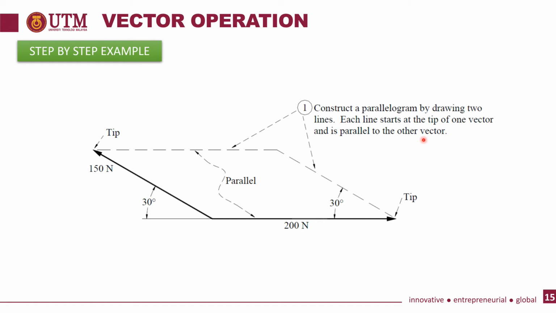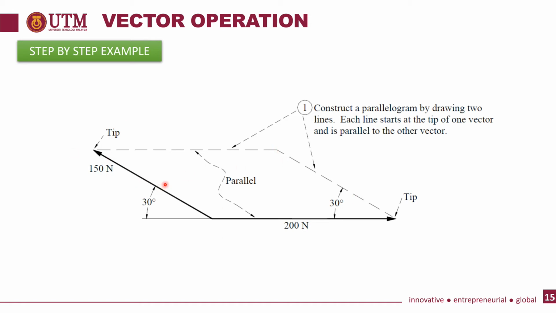The first thing you need to do is draw a parallel line in order to construct a parallelogram. Parallel and parallelogram, those are related somehow, the name. So this is the force that has been given. You draw the parallel line which starts from the tip or the head of the first force. You draw the parallel line of this 200 Newton force. And then for the other, you draw from the tip a parallel line which is parallel to this line.